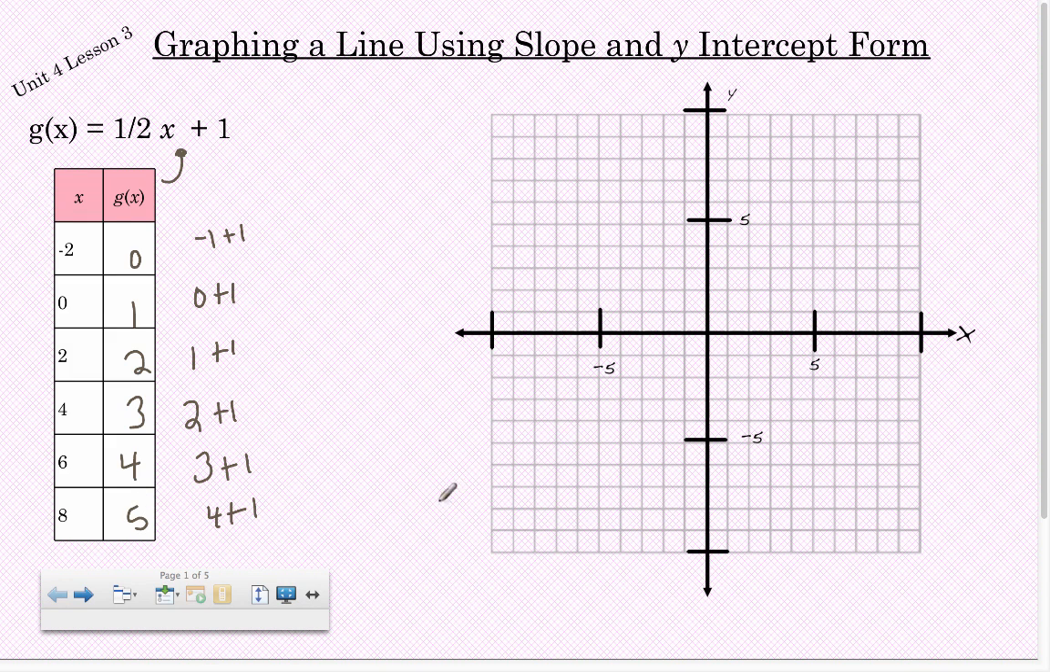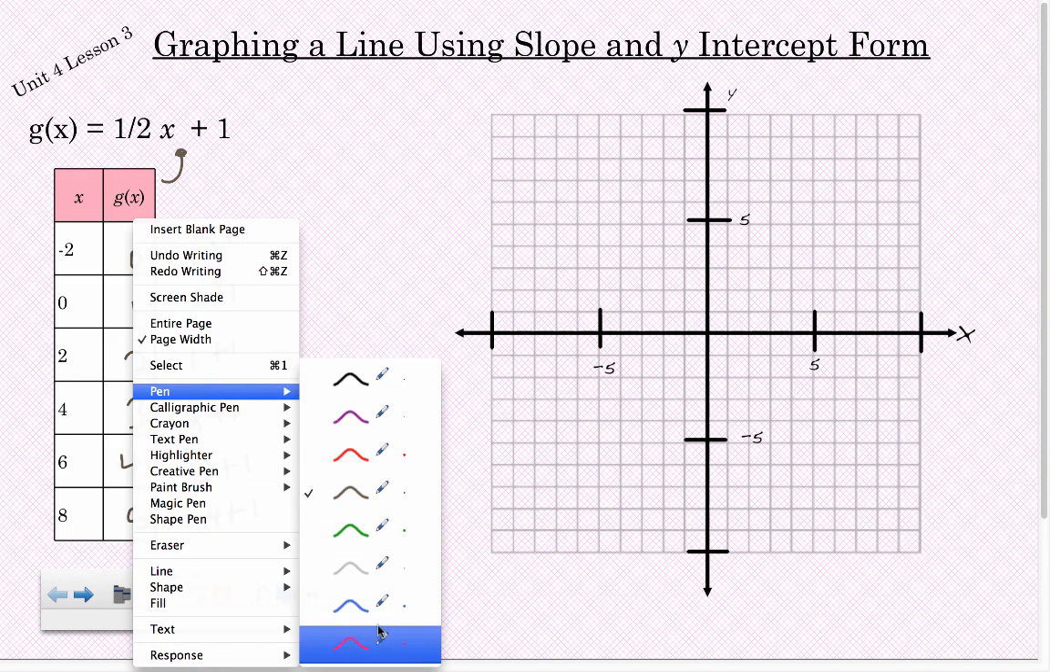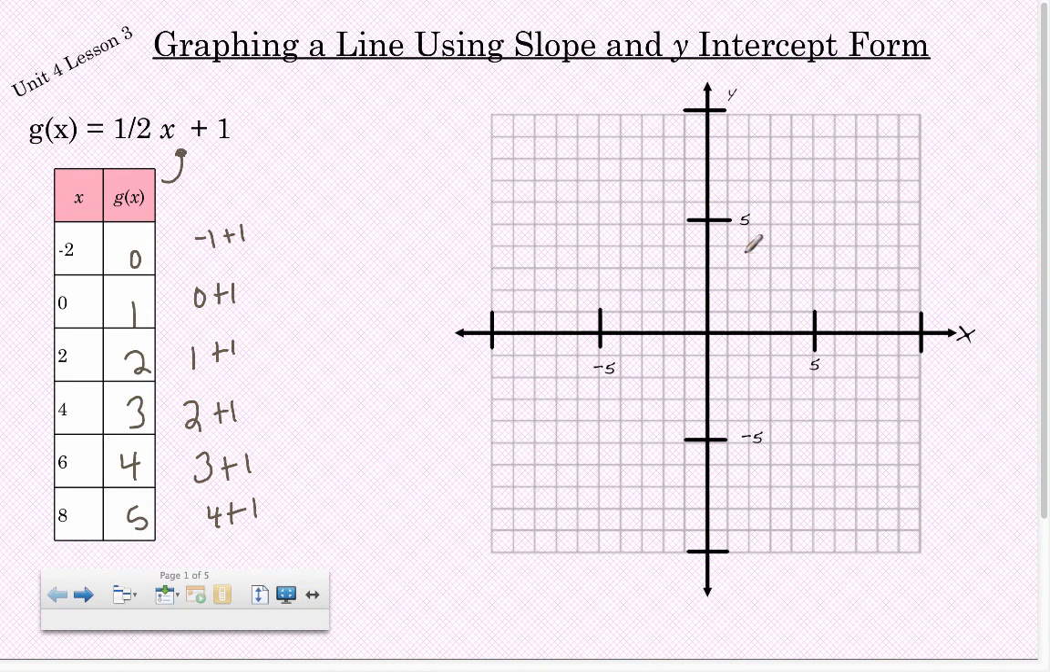All right, now if I go to graph these points, let's get a different color pen here to graph them. When I'm at -2, I'm at 0. When I'm at 0, I'm at 1. When I'm at 2, I'm at 2. And I know I'm getting a nice line. When I'm at 4, I'm at 3. Nothing's going awry. When I'm at 6, I'm at 4. And when I'm at 8, I'm at 5. So here we have our line that's graphed. And that was the line g of x.